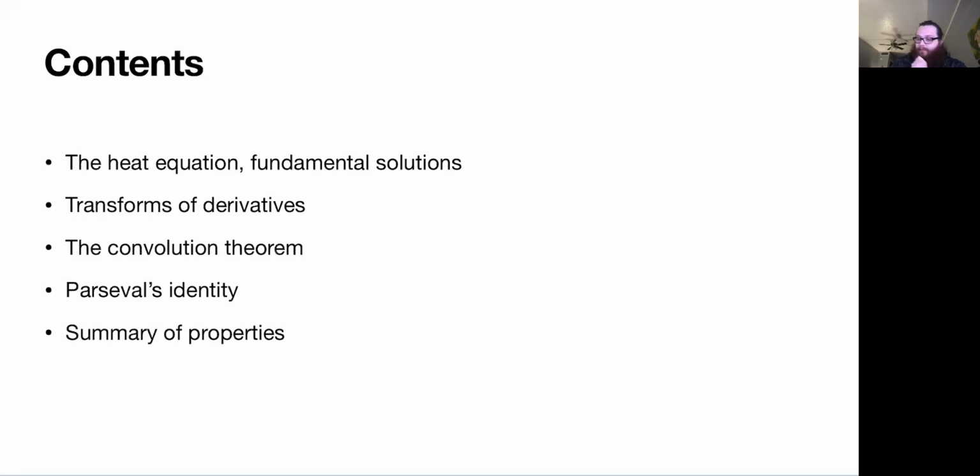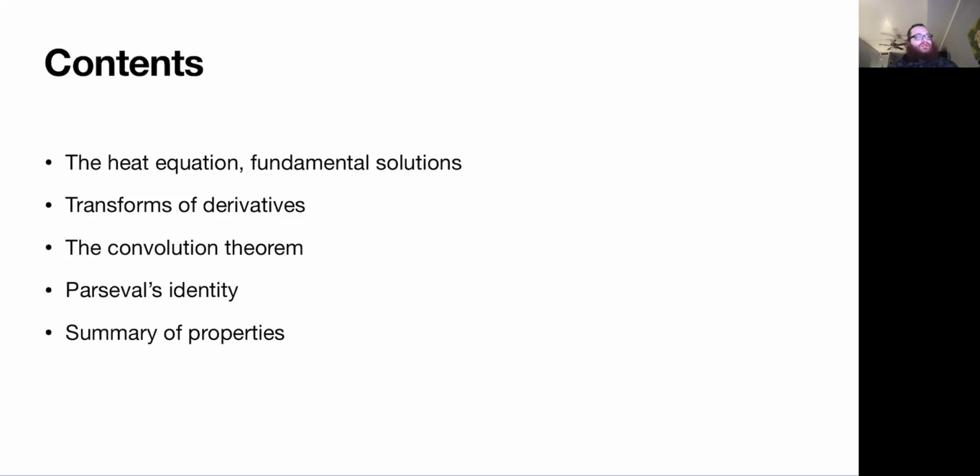Okay. So the plan for this video is we'll revisit the heat equation, solve it in one way, and construct these things that we'll call fundamental solutions, after which we're going to go back and take a look at properties of the Fourier transform, in particular, how the Fourier transform behaves with respect to derivatives.